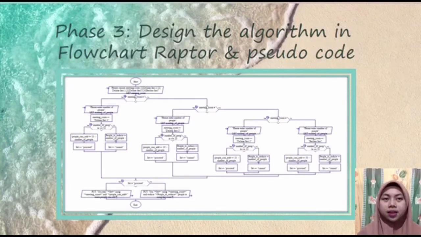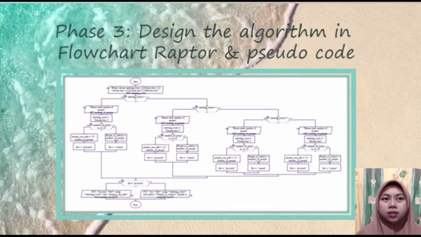If the meeting room is not equal to 1, it will follow the flow of no. In the flow of no, it will go to selection again. Is the meeting room equal to 2? If true, it will process like the flow yes before, but the meeting room is set to Seri 2 and the room capacity is 20.